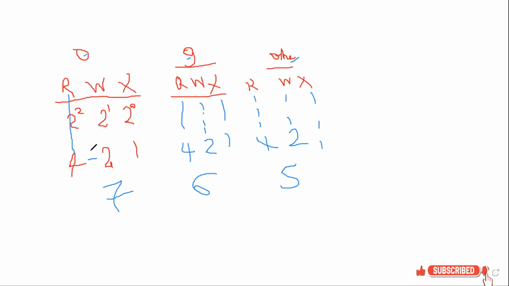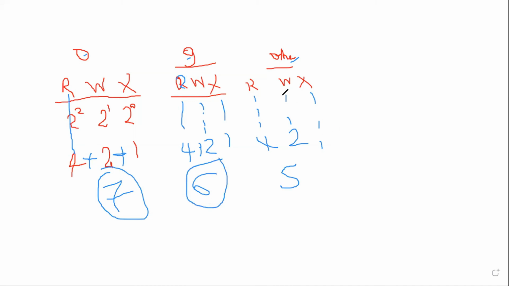7 is 4 plus 2 plus 1. So 7 means read, write, execute. So it means that the owner has read, write, execute permission. What about 6? 6 is 4 plus 2, which is corresponding to read, write. Right. So it means the group has read, write permission. What is 5? 5 is 4 plus 1, which is read, execute. The whole world and everyone else can only read and execute that file. So that's the meaning of this number, 675. And to apply this, just say chmod 675.